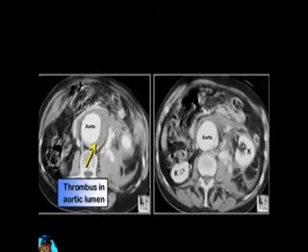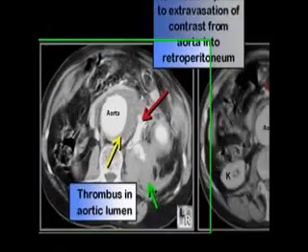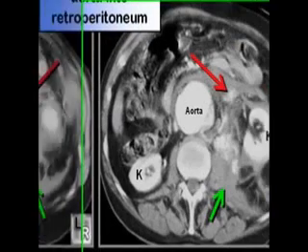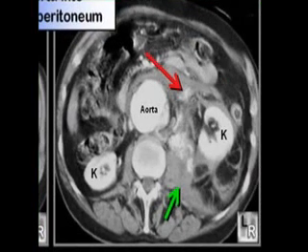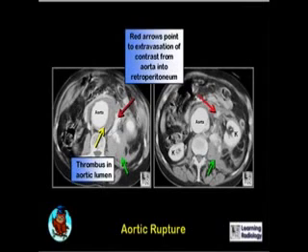The big problem is that the material to which the red arrows are pointing is contrast, which has actively extravasated from the aorta into the retroperitoneum. The green arrows are pointing to blood which is less acute than that which is denser on the CT scan. This is an example of rupture of the abdominal aorta, and this patient did not do well subsequent to these CT scans.